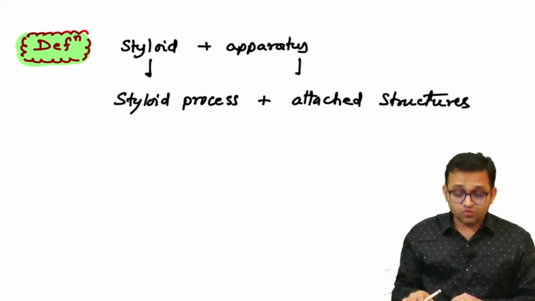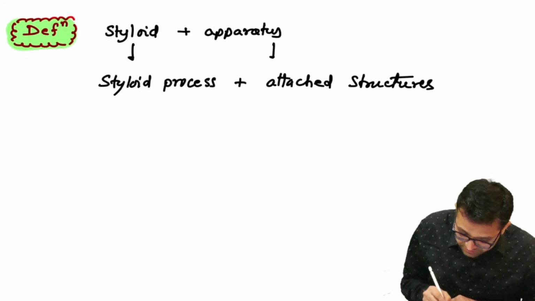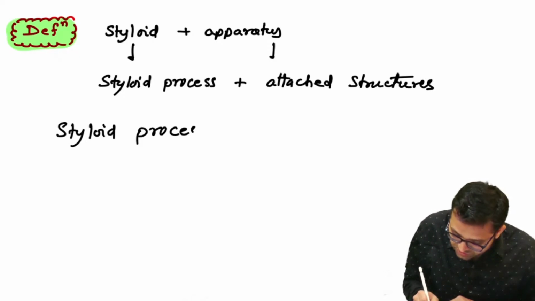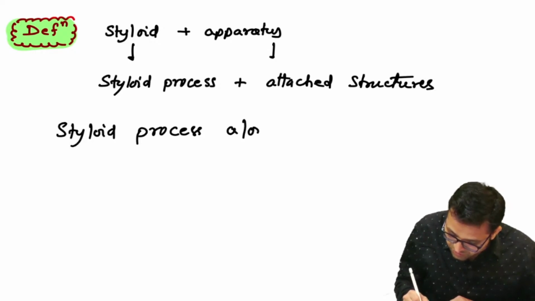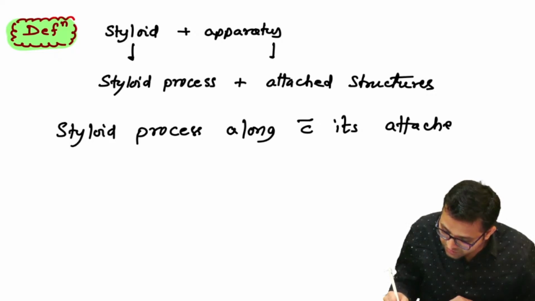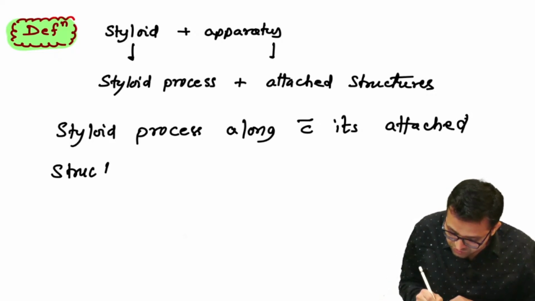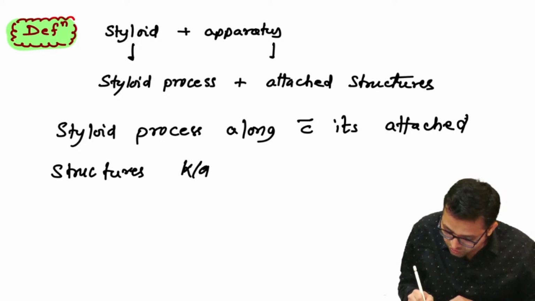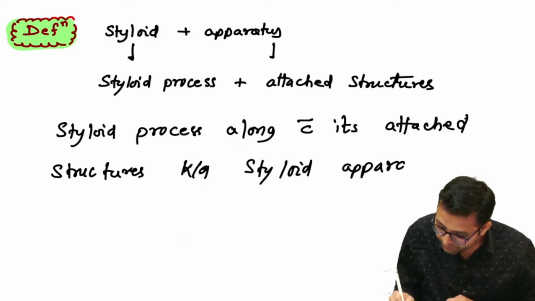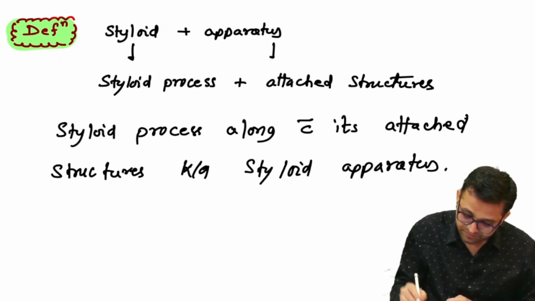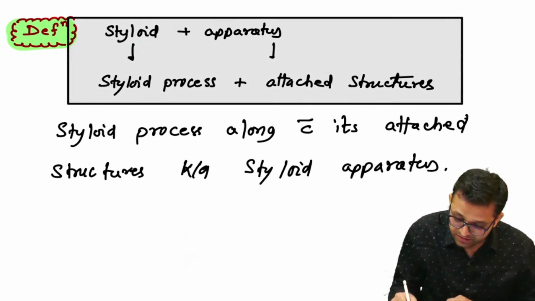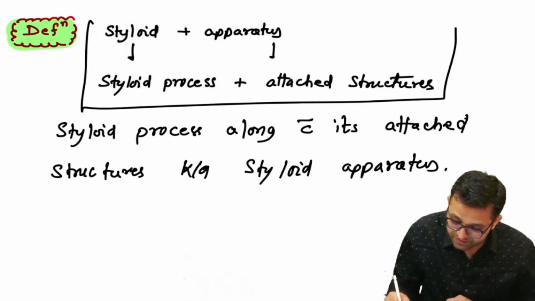Okay. So you can use the words, for example: styloid process along with its attached structures known as styloid apparatus. Agree? So this is the way how you can easily remember. Getting the point, everyone? Very easy.